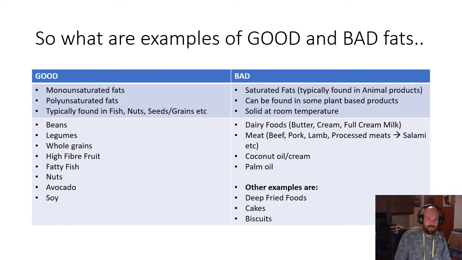But your good ones, the HDLs, are often found in your monounsaturated fats and your polyunsaturated fats. It's found in your fish and your nuts and your seeds and all the boring kind of foods that, well, I don't eat too many of those. I eat beans and whole grains and some fruit.